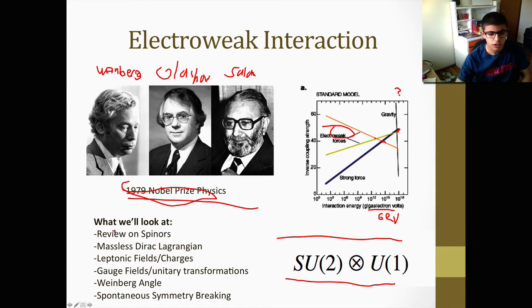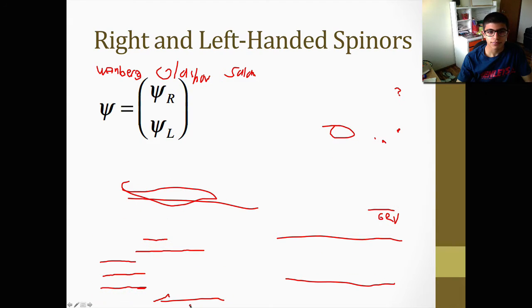So what we're going to look at are spinors, which are important mathematical objects. We're going to look at the Dirac Lagrangian. We're going to look at leptons and their respective fields and their charges. We're going to explain what gauge fields are. We're also going to look at the Weinberg Angle and spontaneous symmetry breaking. Okay, so let's get started.